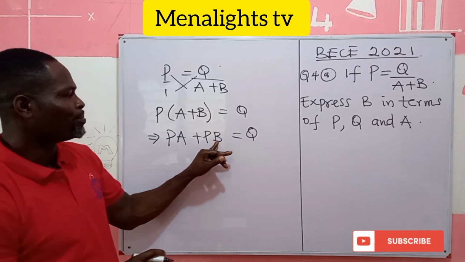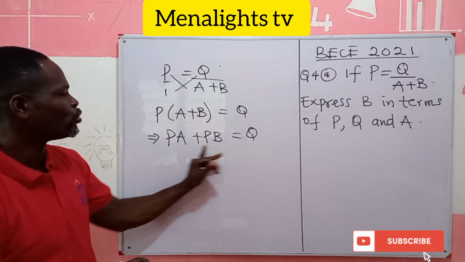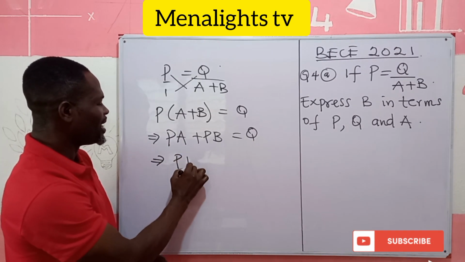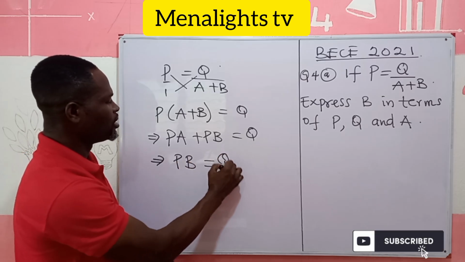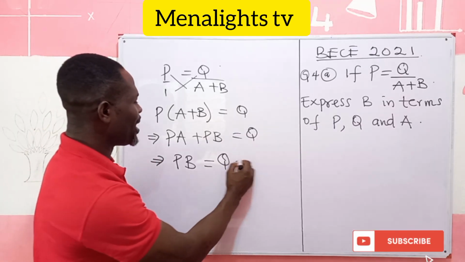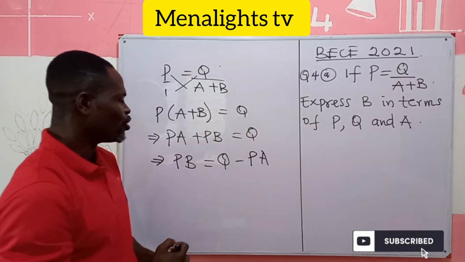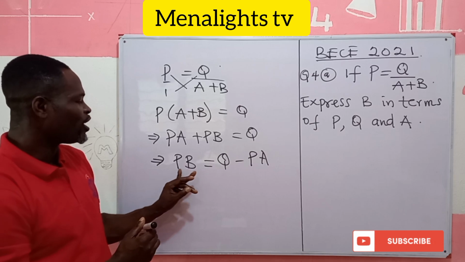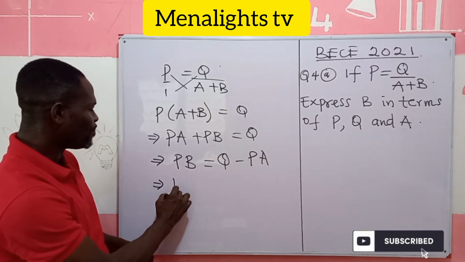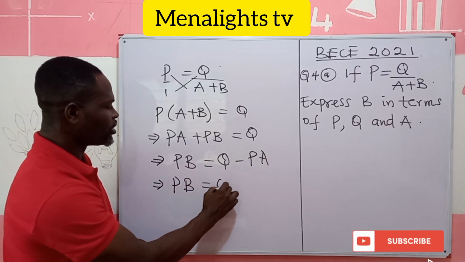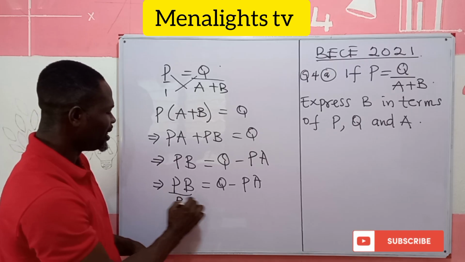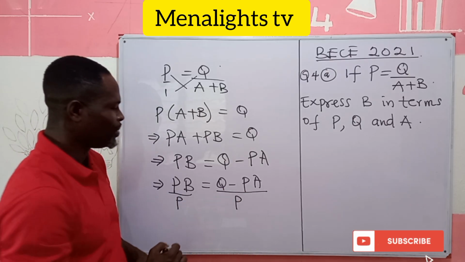Since we want to make B the subject, we have to send the PA to where we have the Q. So we have our PB here, which is equal to Q. Then this is positive. Once it gets here, it becomes negative, so minus PA. Since we are looking for B, not PB, we have to divide both sides by P. So we have PB over P, which is equal to Q minus PA, then all over P.